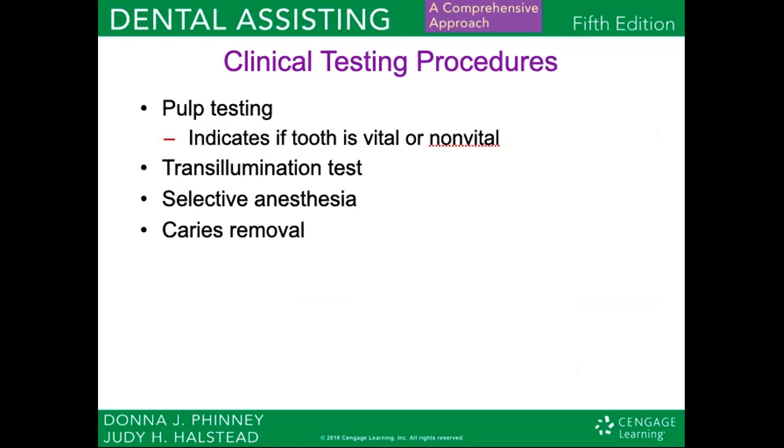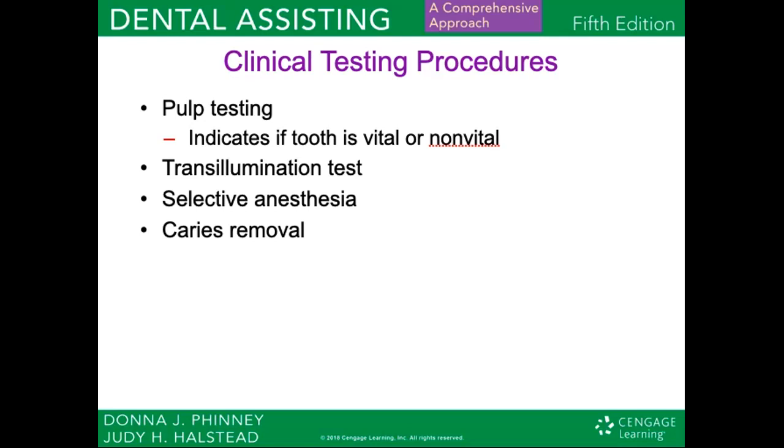There is an instrument that has high frequency currents that create an electrical stimulus to the tooth to determine if a tooth is vital or non-vital. The control tooth is a tooth in the opposite arch, and electronic pulp testers may give a false reading. Therefore, pulp testing must be done in conjunction with other testing to get a more accurate result.